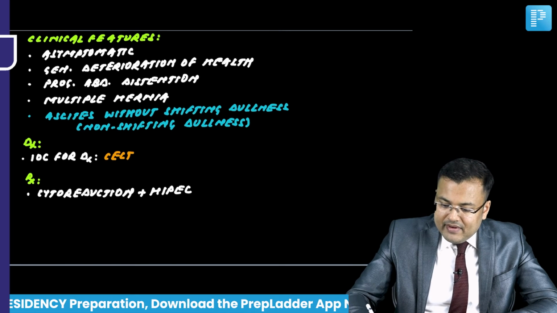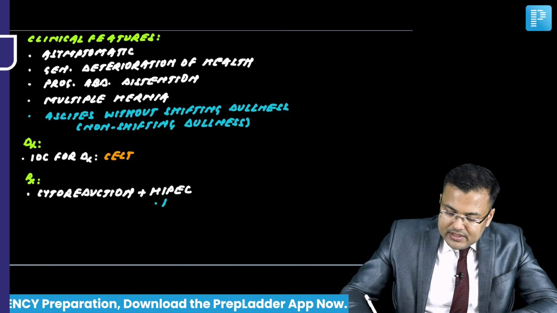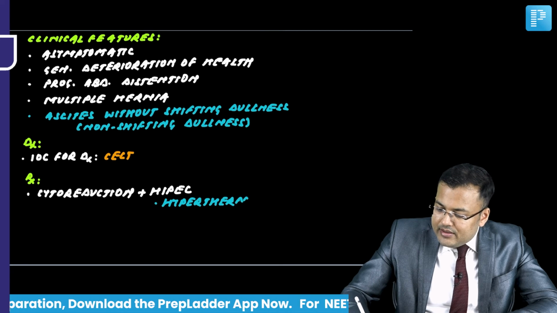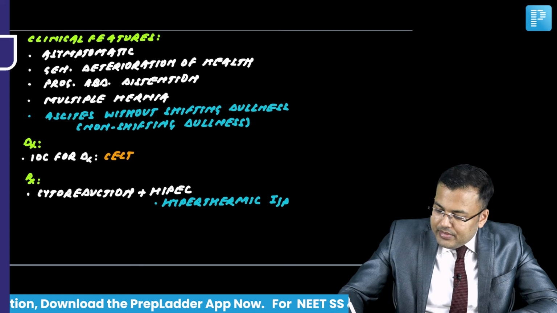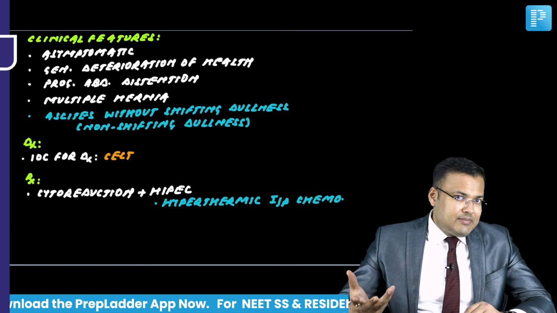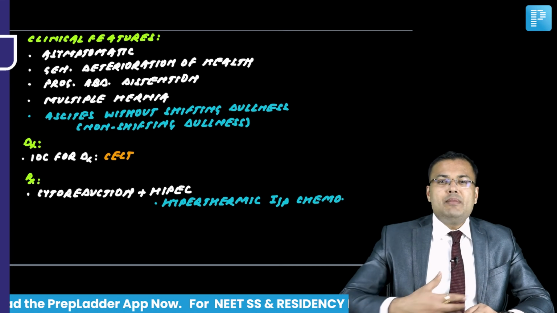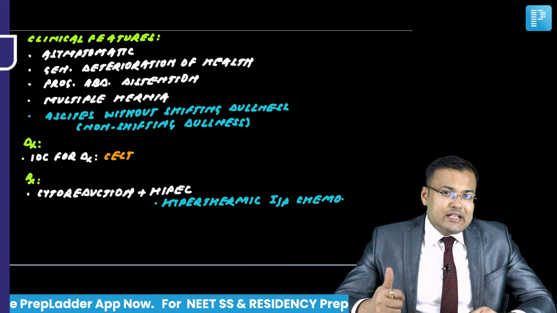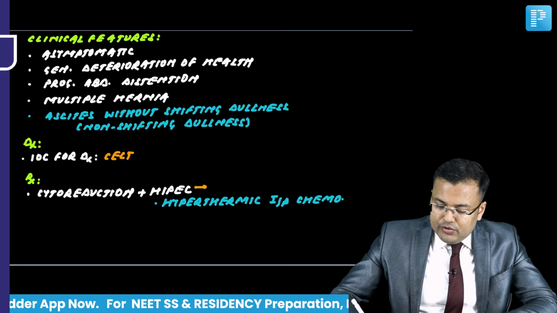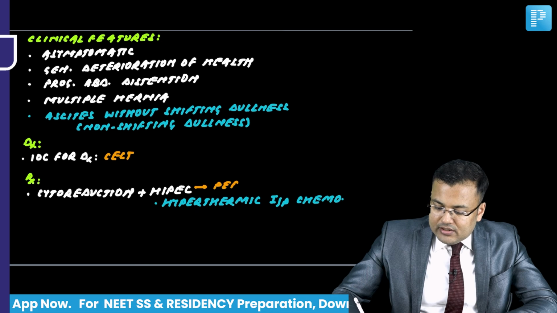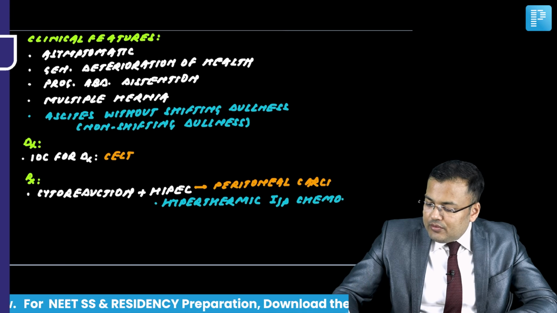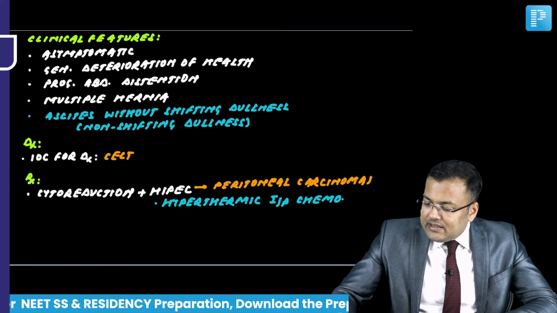And then HIPEC. What is the full form of HIPEC? HIPEC is hyperthermic intraperitoneal chemotherapy. Can you tell me a similar indication for HIPEC? The patients who have peritoneal metastasis, also known as peritoneal carcinomatosis, in that case also we use HIPEC. It is also used for peritoneal carcinomatosis, in which there is metastasis to the peritoneum.